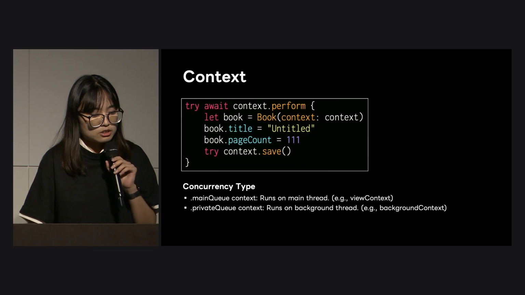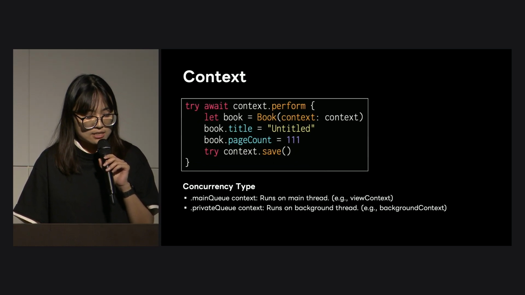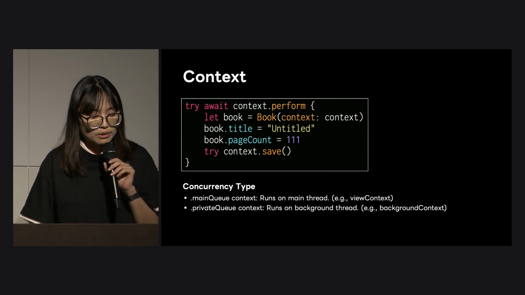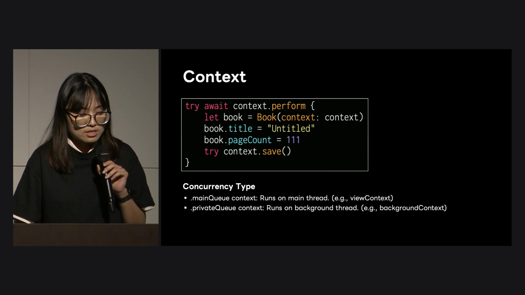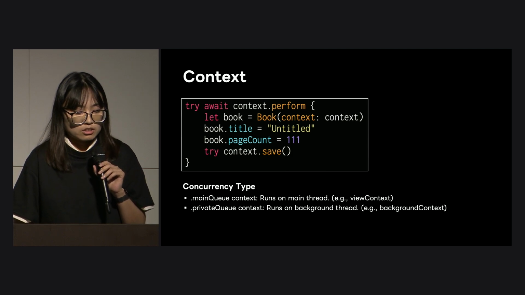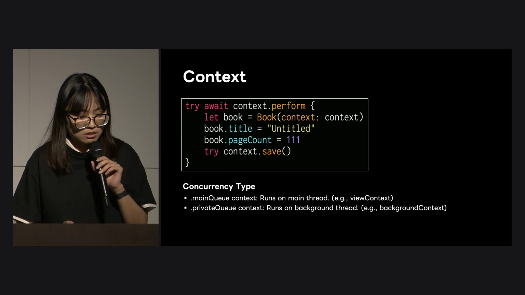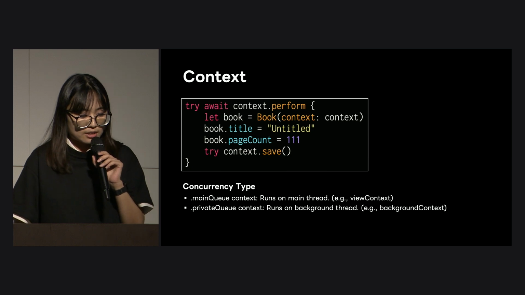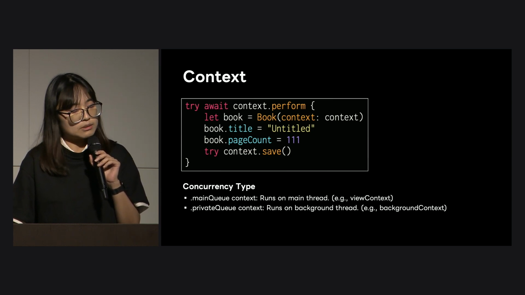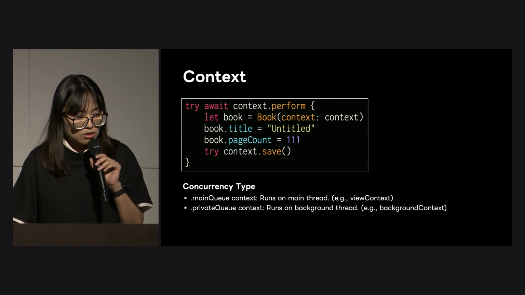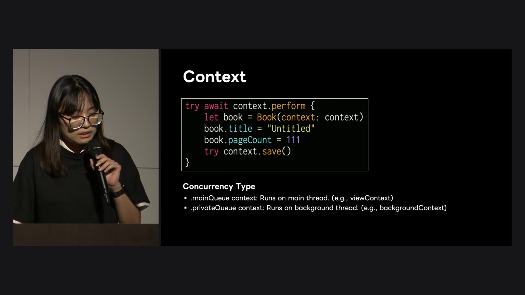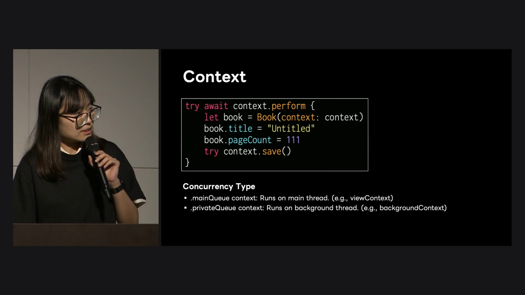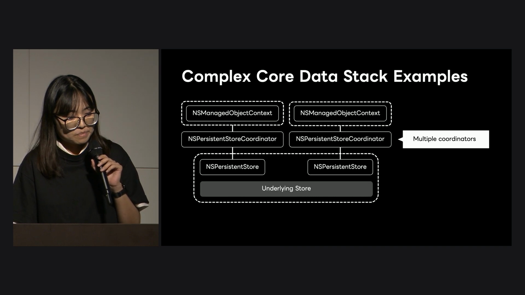In core data, there are generally 2 types of managed object contexts. One that runs on the main thread, called the main queue context, and one that runs on a background thread, known as the private queue context. It's common to use a background context for tasks like importing large data sets or things that could block the UI if run on the main thread. At the same time, you might use the main context for displaying data.